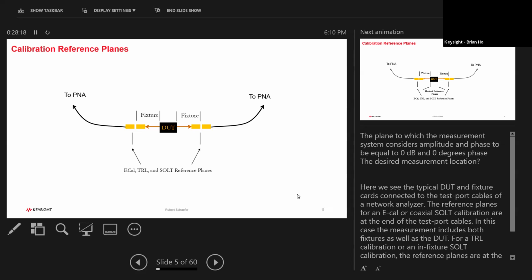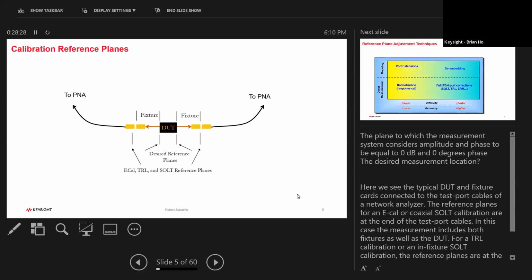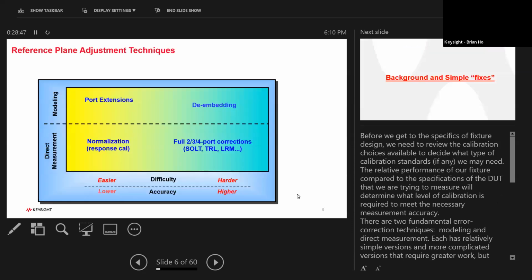Now, with the addition of a fixture, we're adding fixtures and a DUT. The reference plane that we ideally want is to move it from the end of this cable to right where the DUT is, because there is length associated with this. There is loss associated, and this can end up giving you either a false negative or a false positive. So it's very important nowadays to understand that. Now that we've defined what a reference plane is, I'm going to give you a quick overview of some of the techniques that we'll be discussing.